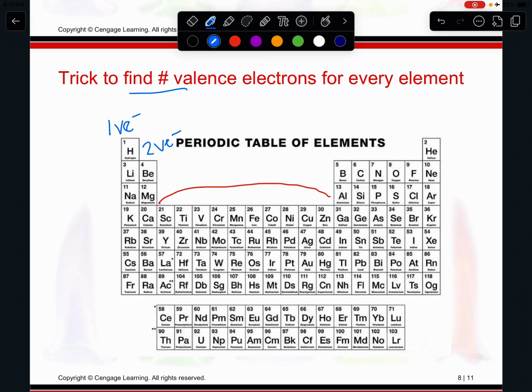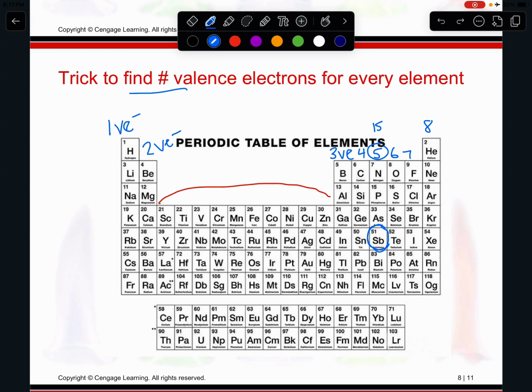So the boron group, group 13, has 3 valence electrons. I'm going to go ahead and fill this in: 4 valence, 5 valence, 6, 7, and 8 valence for everything in group 18. Now, how could I utilize this? What if I asked you quickly, how many valence electrons does antimony, 51, have? You'd say, it's in group 15, therefore it has 5 valence electrons.